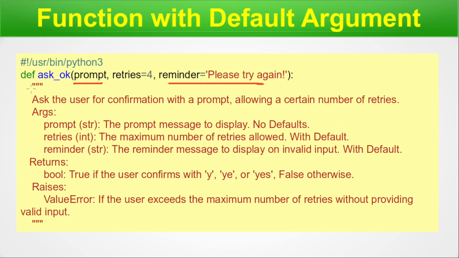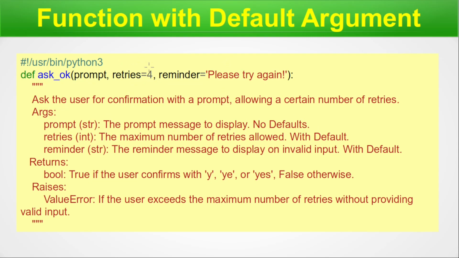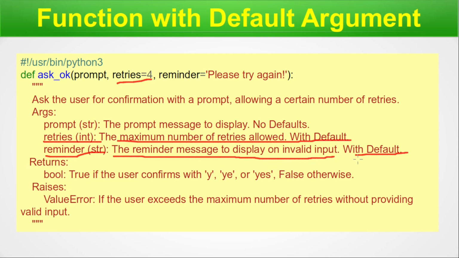So the purpose, this is a docstring: ask the user for confirmation with a prompt, allowing a certain number of retries. Arguments are: prompt is the string, the prompt message to display, no defaults here. So you can see prompt will not have a default. Retries is an integer, the maximum number of retries allowed, with a default value. So you can see 4 retries will be there. Reminder is a string, the reminder message displayed on invalid input, with a default. So in case the input you have given is invalid, then it will be shown.